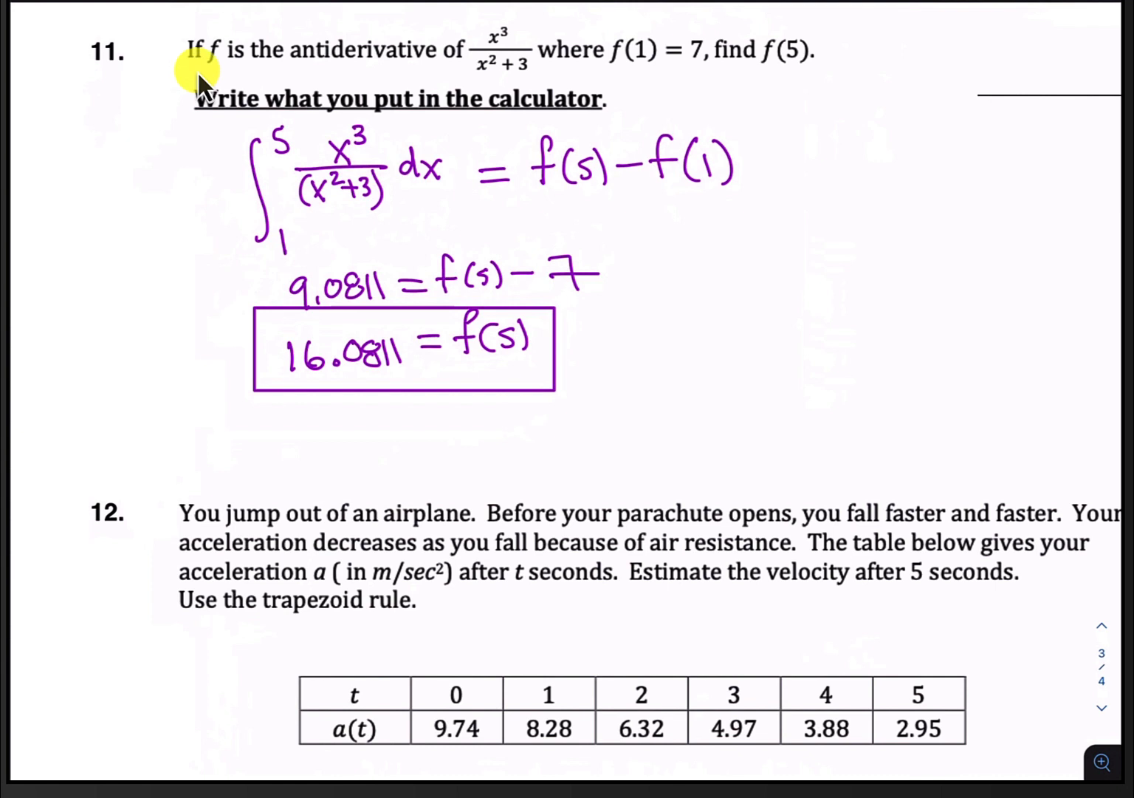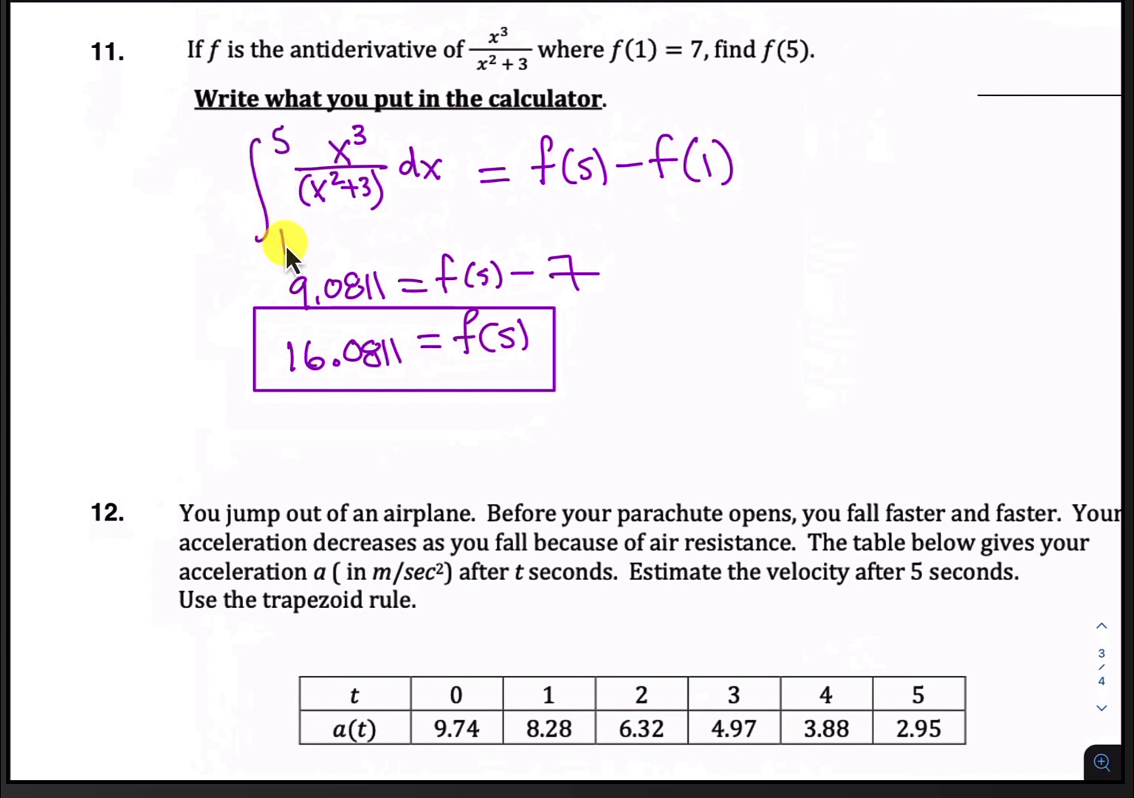All right, number 11. If f is the antiderivative of this function, x cubed over x squared plus 3, where f of 1 is 7, find f of 5. All right, so it gives us f of 1, and we're trying to find f of 5. Now, lowercase f is the antiderivative, so that is an indication that we do need to find the antiderivative of this function. And then we're going to actually find the definite integral between 1 and 5.